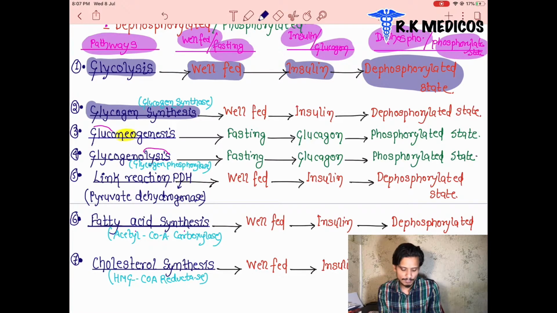One special enzyme for glycogen synthesis is glycogen synthase. This is important here. For glycogen formation, the glycogen synthase enzyme is responsible, and glycogen synthesis happens when we are going to store our food in the body. First we eat, the body demand is fulfilled. After that, more glucose is present in our body.